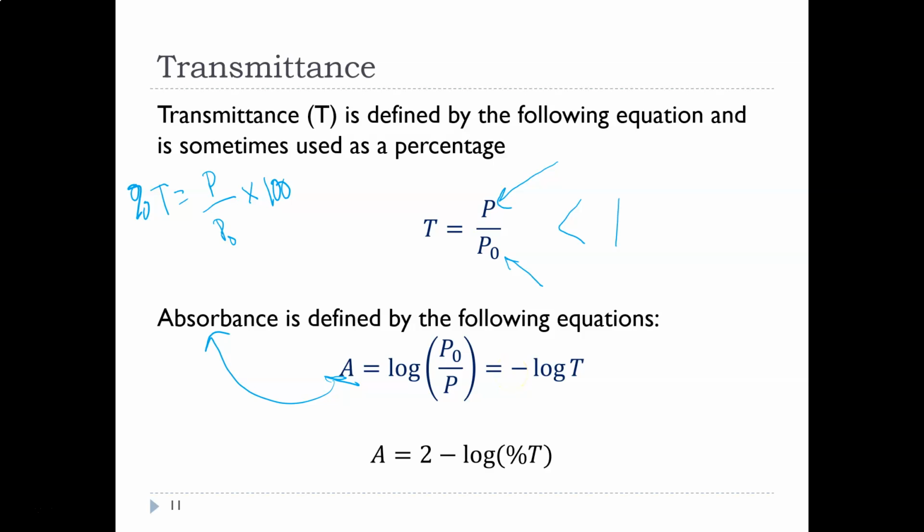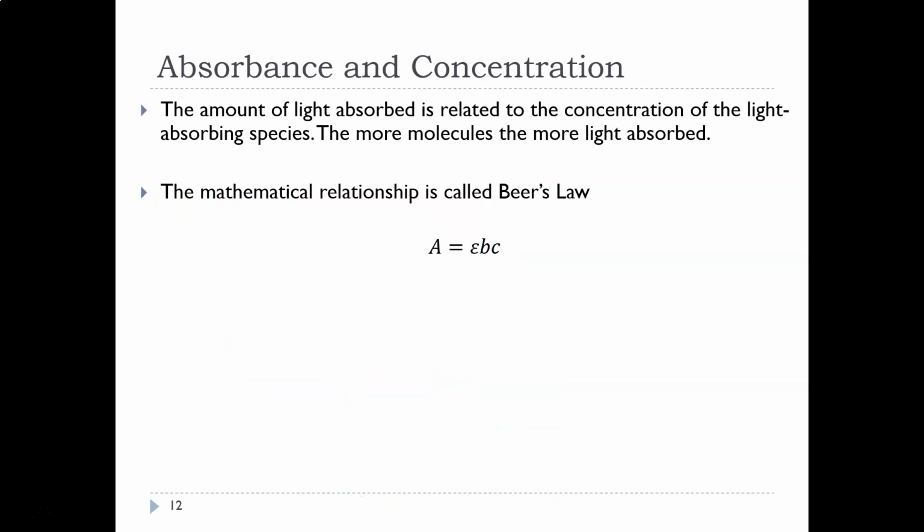And if we're looking at percent transmittance, this is the equation between absorbance and percent transmittance. So if you ever have to convert between absorbance and transmittance or absorbance and percent transmittance, these are the equations for us to do that. So absorbance is the measurement that we made using our instruments when we did this type of lab.